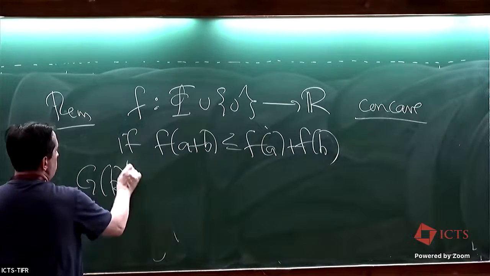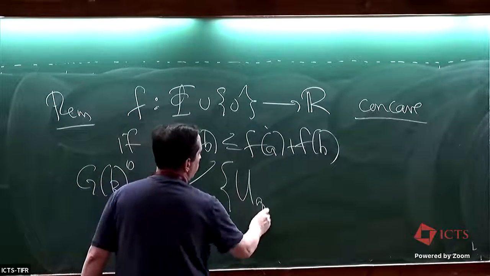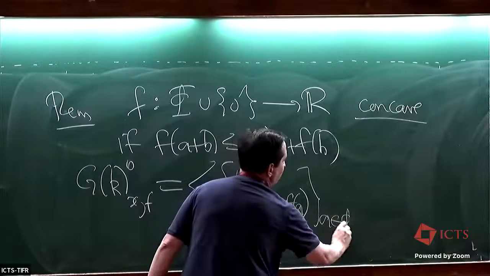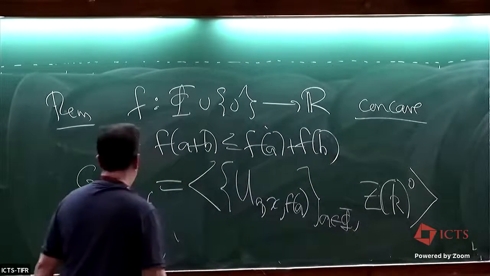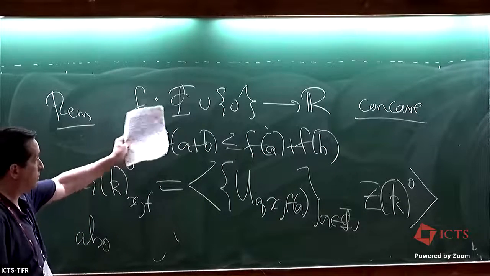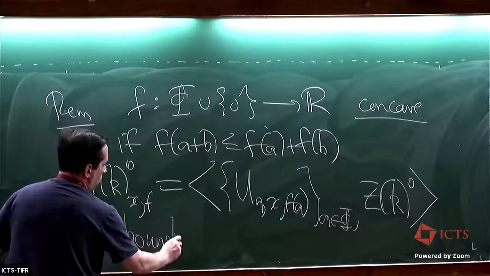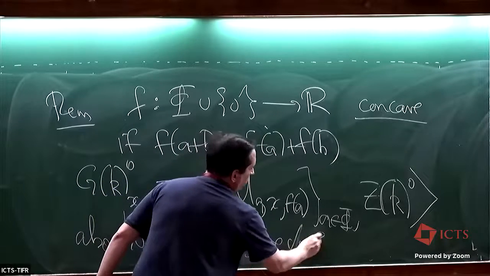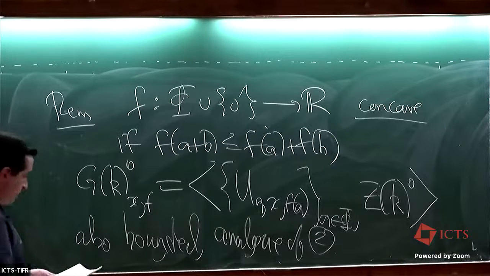So if I define G_{k,x,f}, this is defined to be the group generated by going to depth f of a for every root, together with Z_k^0. And this turns out to also be bounded. Of course, if you take the function to be the zero function, which is concave, this recovers that. But this is also bounded. And it has an analog of how it meets the open cell, which I won't try to describe here. Okay? So this is a kind of generalization.